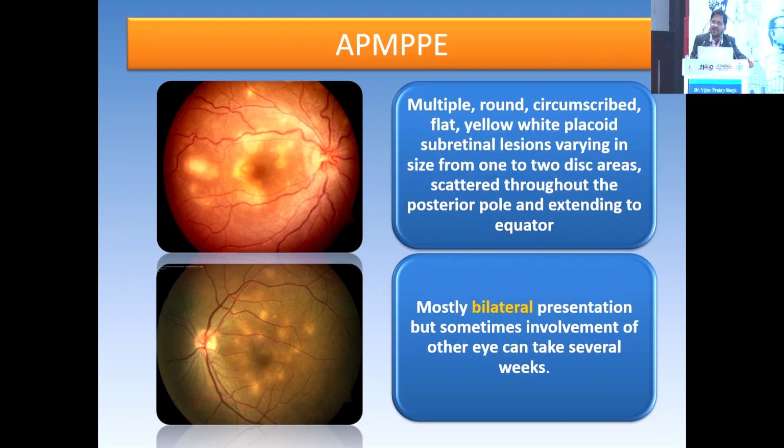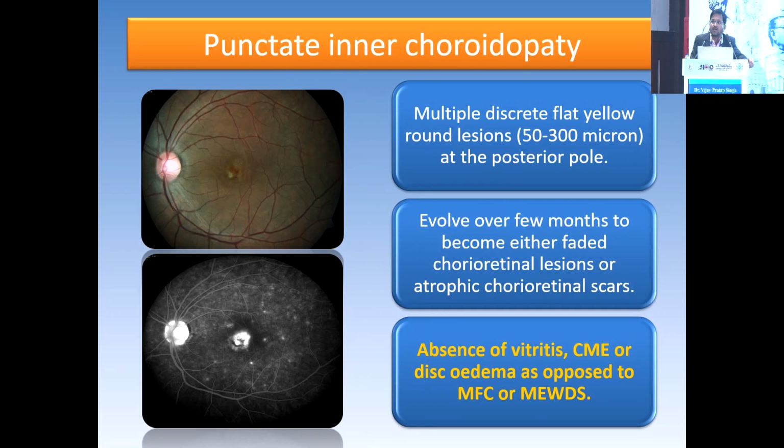APMPPE is usually bilateral, but sometimes the other eye involvement may take several weeks, and these are placoid yellowish-white lesions seen over the posterior pole and extending up to the equator. Punctate inner choroidopathy is commonly seen in young myopic females, and multiple discrete flat yellow round lesions are seen at the posterior pole. With time, they either fade or become atrophic chorioretinal scars.